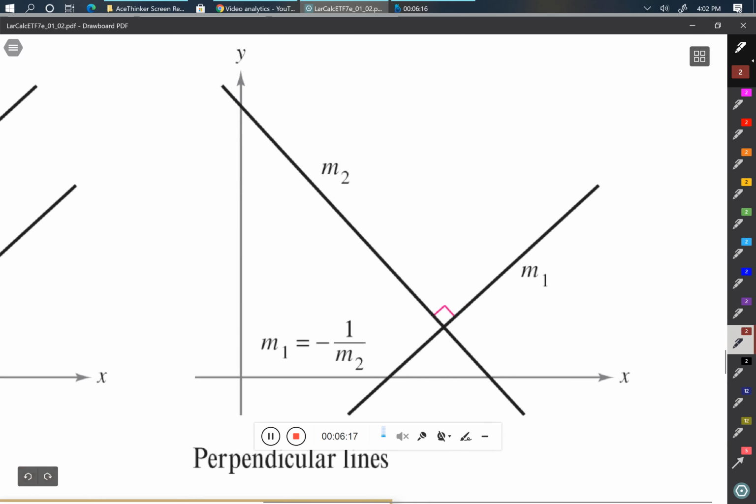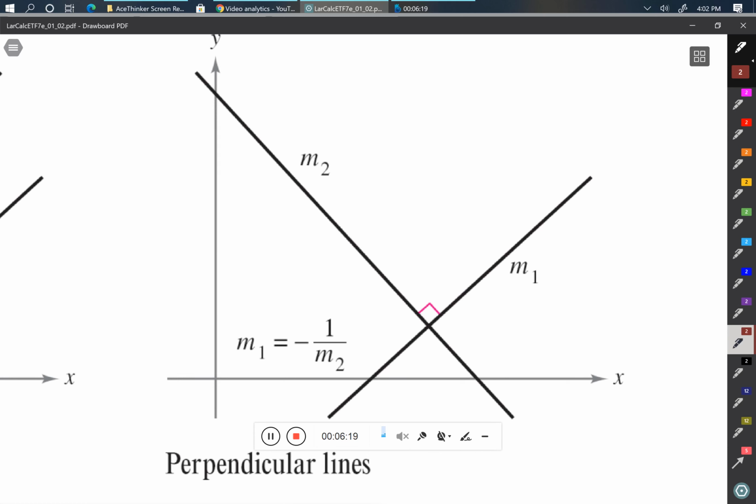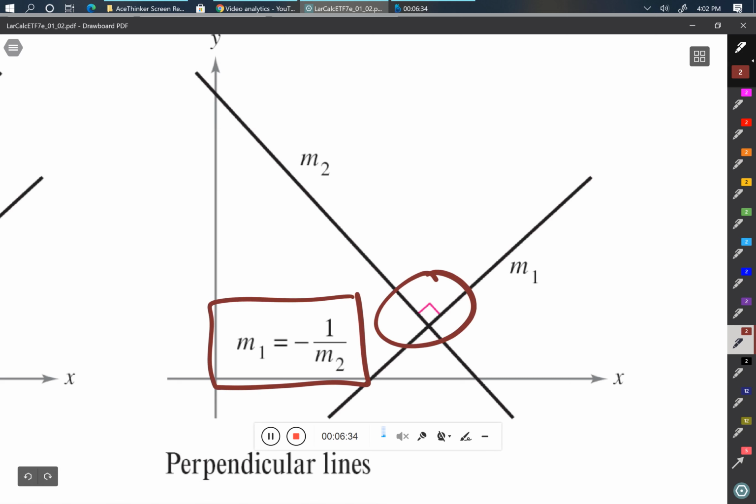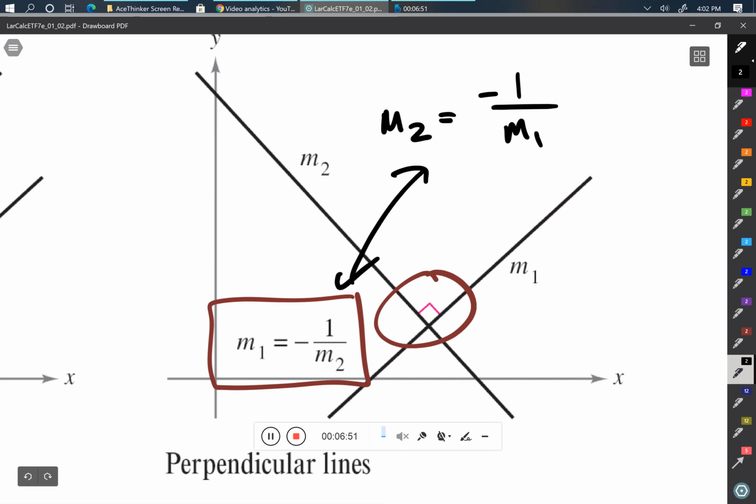Over here, perpendicular. Geometry says perpendicular means they intersect at a right angle, right? 90 degrees, or what is that, pi over 2 in radians? Because calculus loves radians. That's the geometry. Algebra says the two lines are perpendicular if their slopes are opposite reciprocals. Now, that formula happens to be written as m sub 1 is equal to that, but you could just as easily say that m sub 2 is equal to negative 1 over m sub 1. With a little bit of algebraic manipulation, you could turn one of those statements into the other.